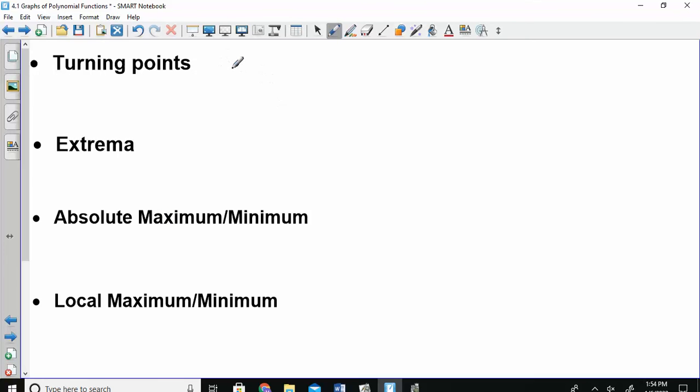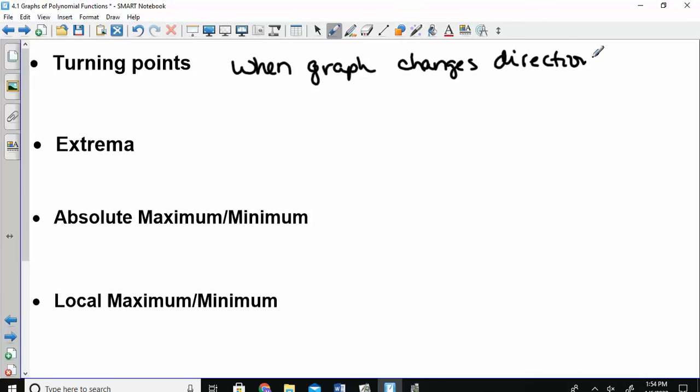Alright, when I talk about turning points on the graph, that's when the graph changes direction. So in other words, if I'm looking at a graph and it's increasing, then it switches and starts going down, it switches and starts going back up. These points right here are the turning points. It's where you switch from going up to going back down, or vice versa. So you can have multiple turning points on one graph.